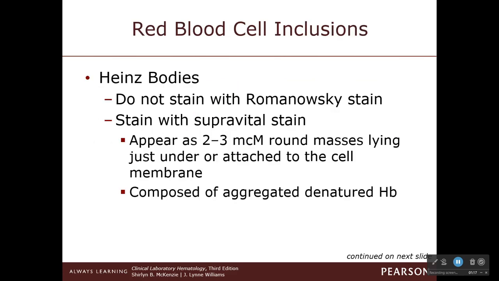All right, Heinz bodies we've already talked about. Remember, Heinz bodies have to be seen with a supravital stain. It is aggregated, denatured hemoglobin. The hemoglobin is oxidized and becomes denatured, so its shape has changed. Y'all know that, right? What denature means? Y'all heard that term in chemistry?